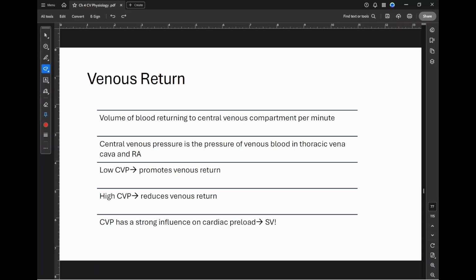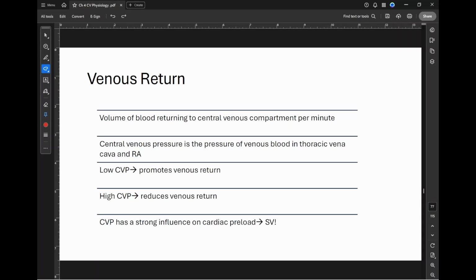It tells us what central venous pressure is. Make sure we have a nice gradient for flow to occur. So a low central venous pressure will promote venous return. Okay, wide gradient is going to promote flow. High central venous pressure reduces venous return. So central venous pressure has a very strong influence on cardiac preload. And if you alter cardiac preload, you're going to alter stroke volume, which then in turn is going to alter what? Cardiac output. Always work so you end at cardiac output.